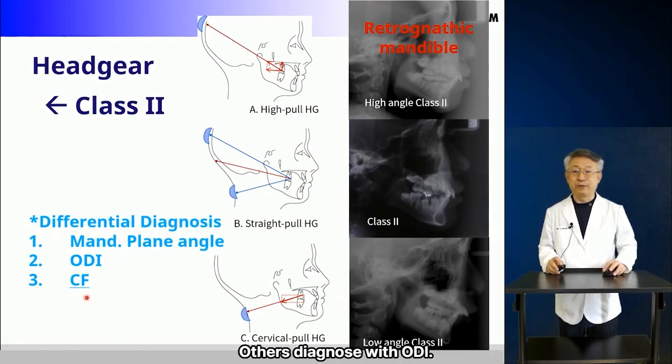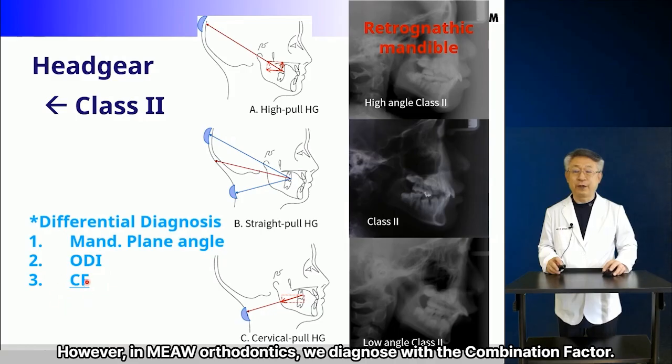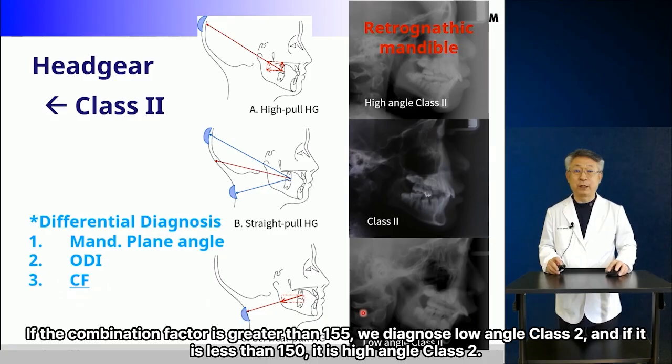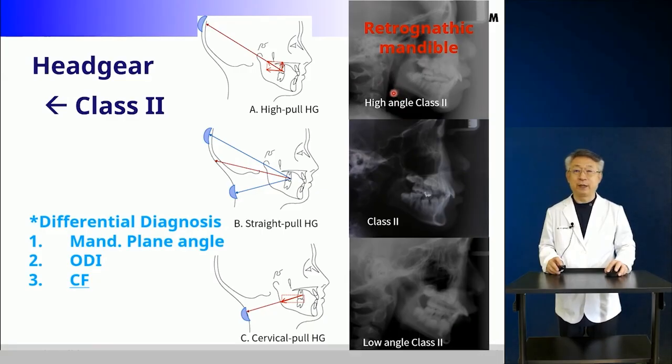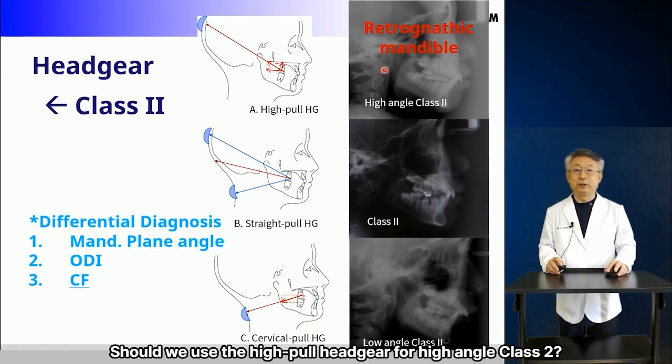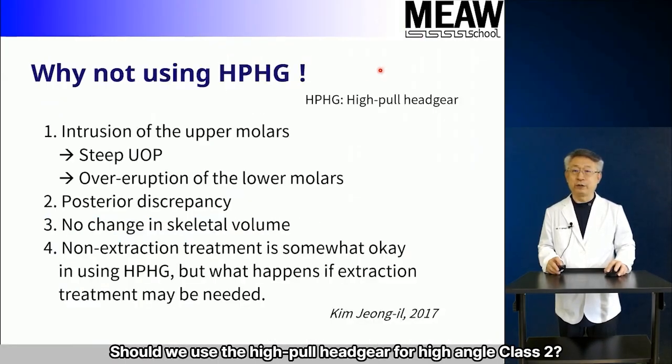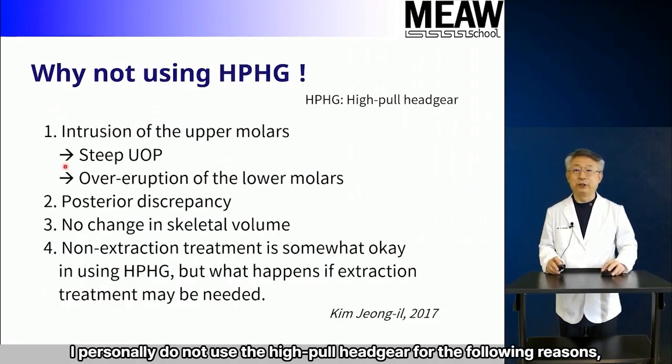Others diagnose with ODI. However, in mio-orthodontics, we diagnose with the combination factor. If the combination factor is greater than 155, we diagnose low-angle Class II, and if it is less than 150, it is high-angle Class II. Should we use the high-pull headgear for high-angle Class II? I personally do not use the high-pull headgear for the following reasons.